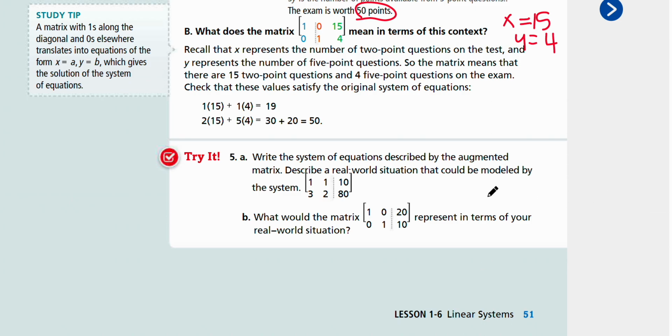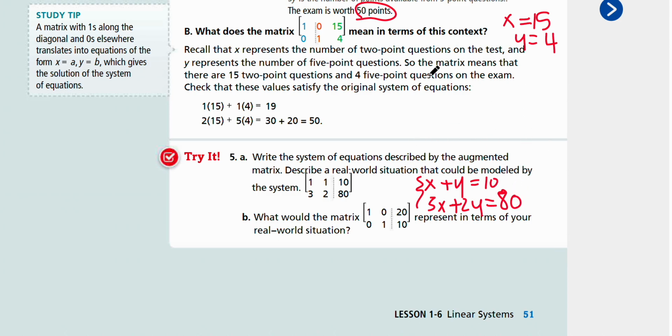Okay, are you ready? Let's look at part A. Write the system of equations described by the augmented matrix. Describe a real-world situation that could be modeled by the system. So a real-world situation example could be anything. There is no one right answer for this one, okay? So first, writing the system of equations here, you would probably be able to write x plus y is equal to 10. And then you have 3x plus 2y is equal to 80, and you can give an example of how this may be true in real life.